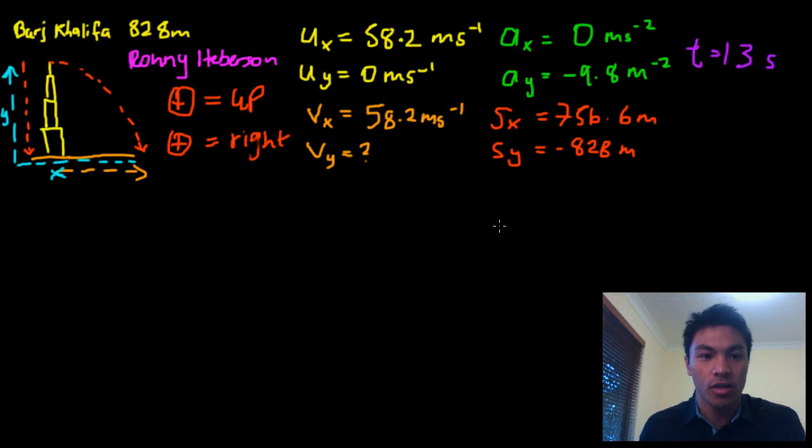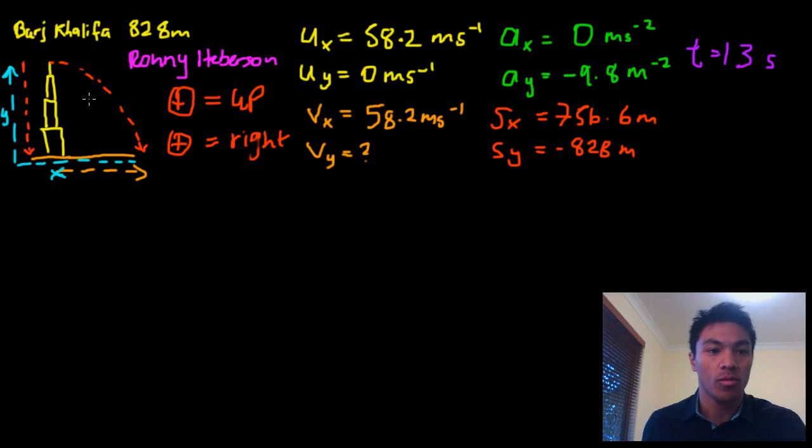We are finishing off this problem from the last video. In the last video, we figured out a couple of different things. We figured out how far the ball travels from the base of the tower, considering that there's no air resistance. So we found out that it traveled 756.6 meters. And we also found out how long it took for it to actually fall to that distance away.